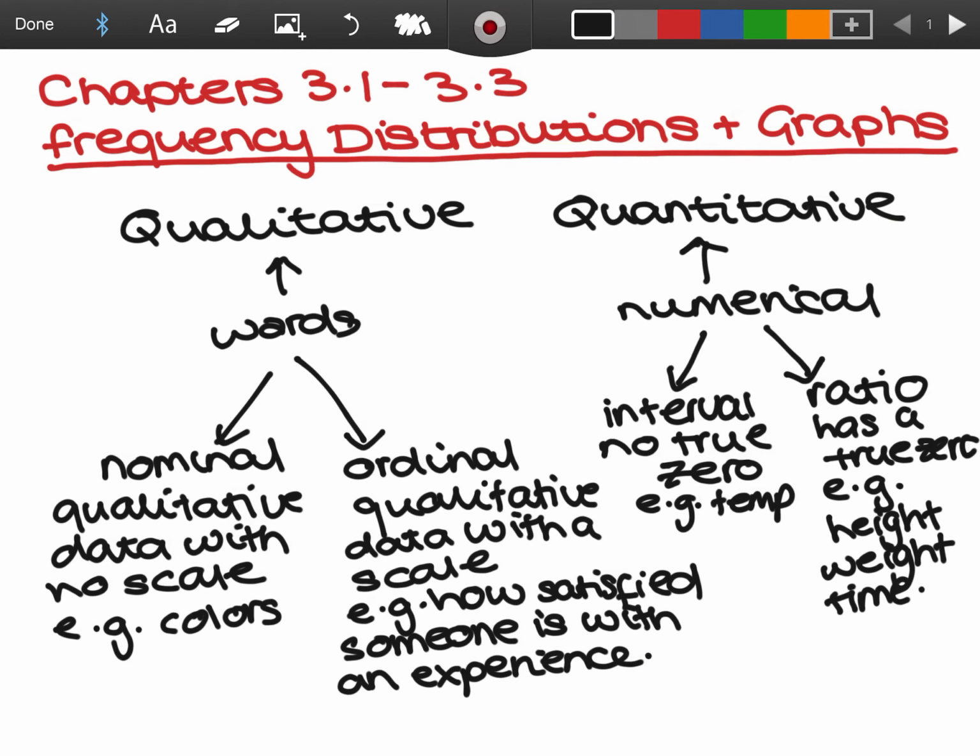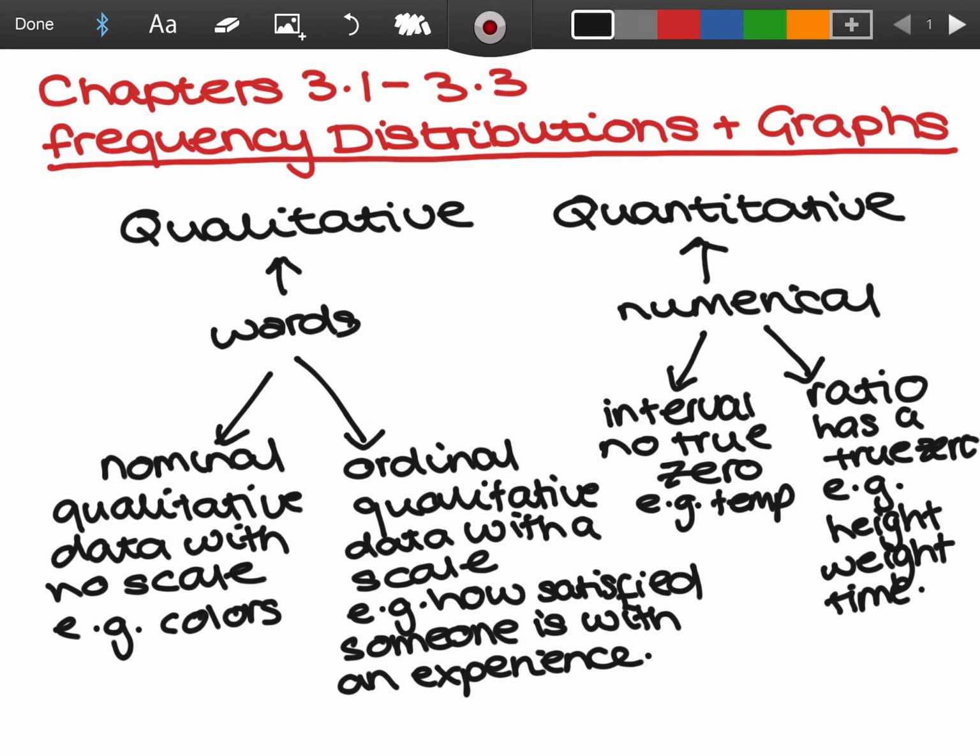Because you have that true 0, and 0 means the absence of something, that means that you can multiply and divide within that numerical data. Something can be twice the height of something, something can be twice the weight of something, something is double the time of something. It actually makes sense.